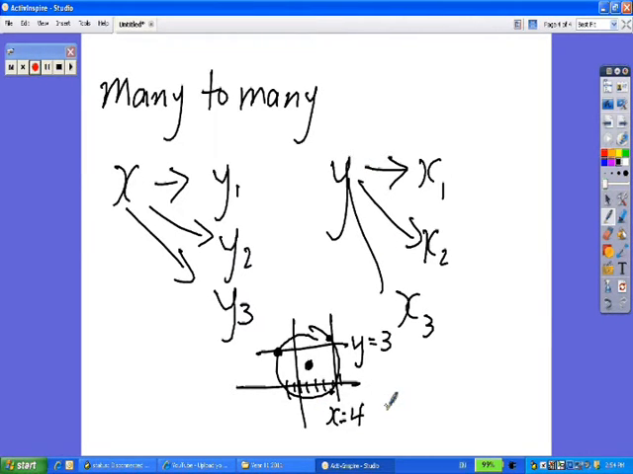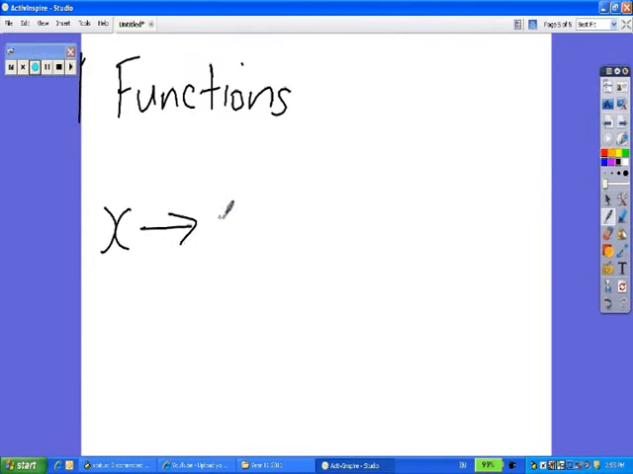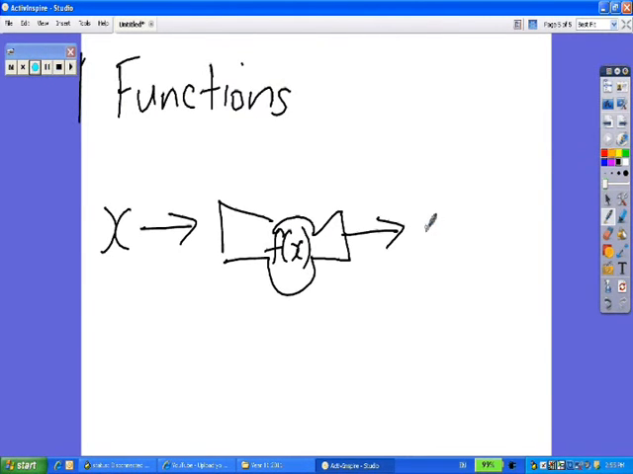So those are our different kinds of relations. Now, the ones that we've been talking about for most of the time, what you've dealt with only up until this point, are functions. Functions can be viewed something like this. I put a value of x into my function machine, and I get out a value of y. Okay? Functions have an input and they have an output.